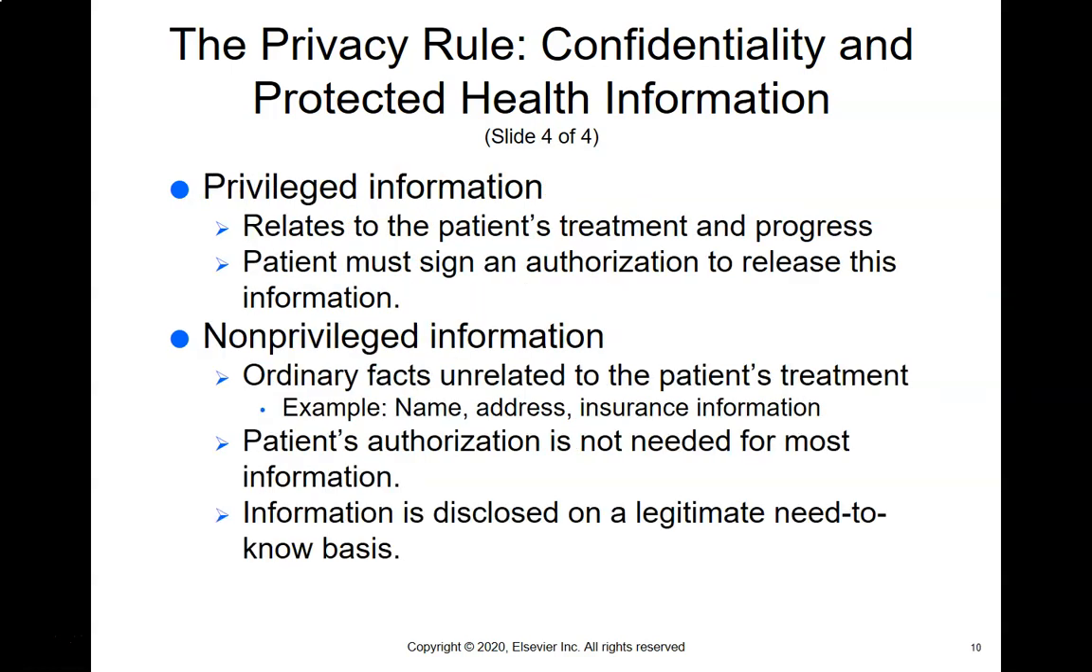Privileged information is related to the treatment of the patient, and non-privileged information is unrelated to the treatment of the patient. Non-privileged information does not need an authorization form, but is released only on a need-to-know basis. And what must the patient do in order to authorize the release of privileged information? They must sign an authorization to release the information or selected facts from the medical record.